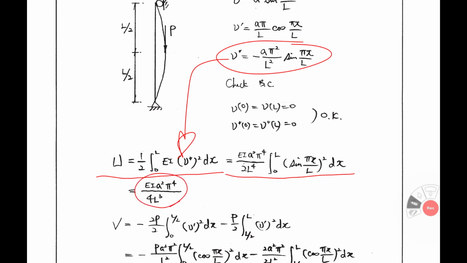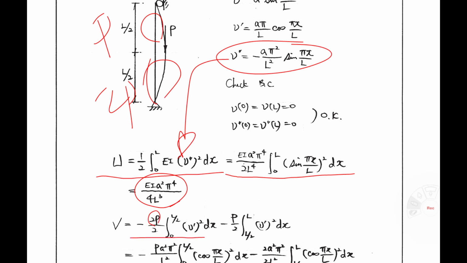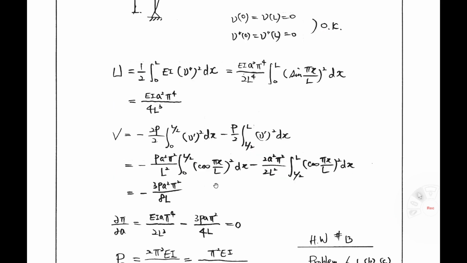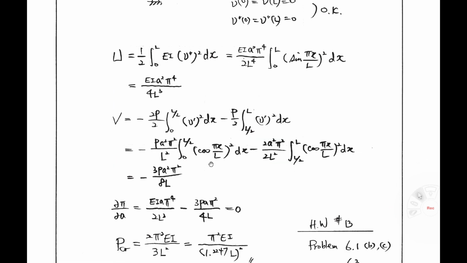How about the potential energy? What is the axial force in this range? You have P at the top, P here, so it is 2P, right? In this range, your axial force is P. So you have to divide into two integrations. In this range, your P equals 2P, and in the integration from L over 2 to L, your P equals P. If we input this value here and here, you can do the integration like that. This one, ultimately you get this one.